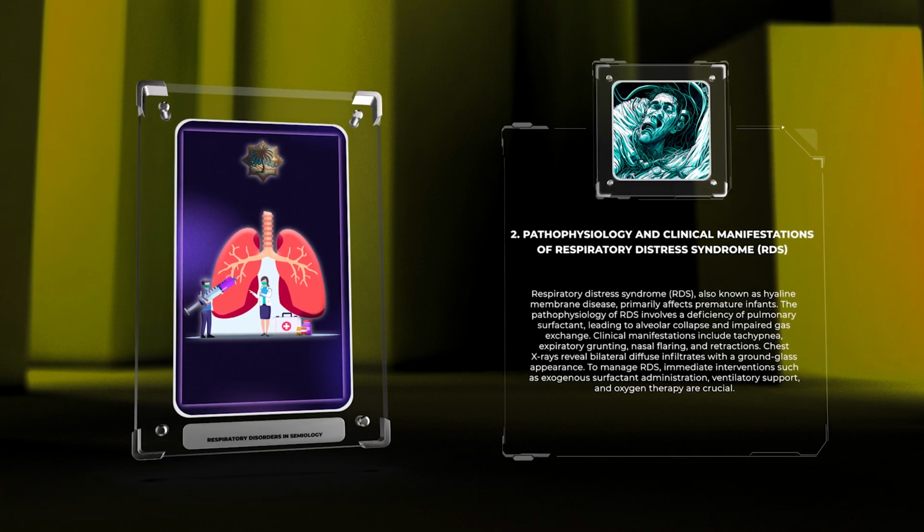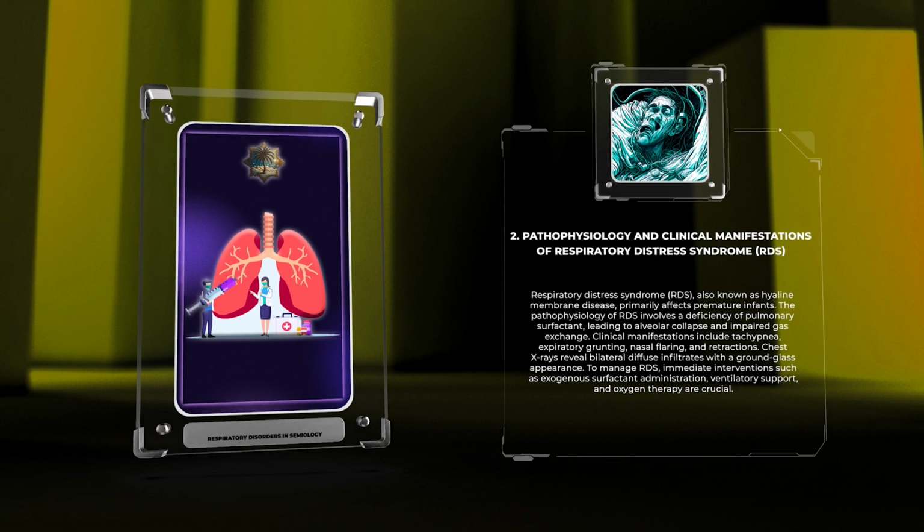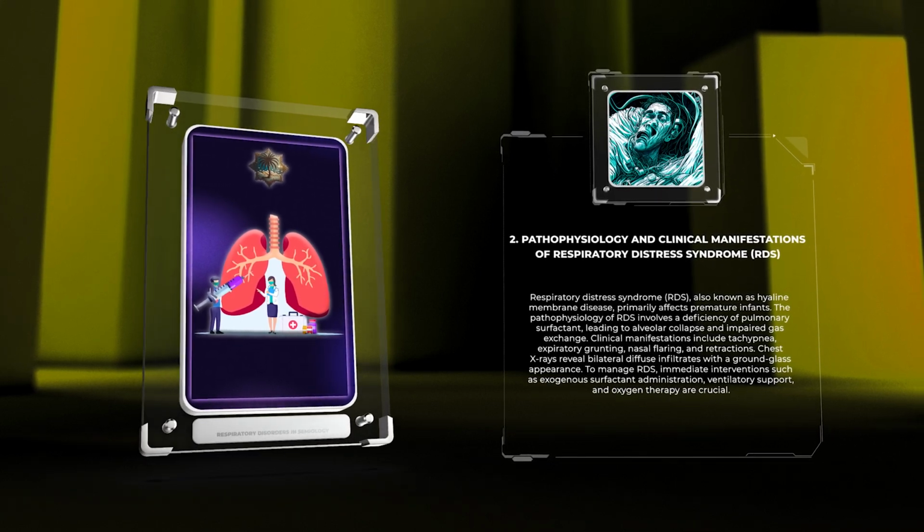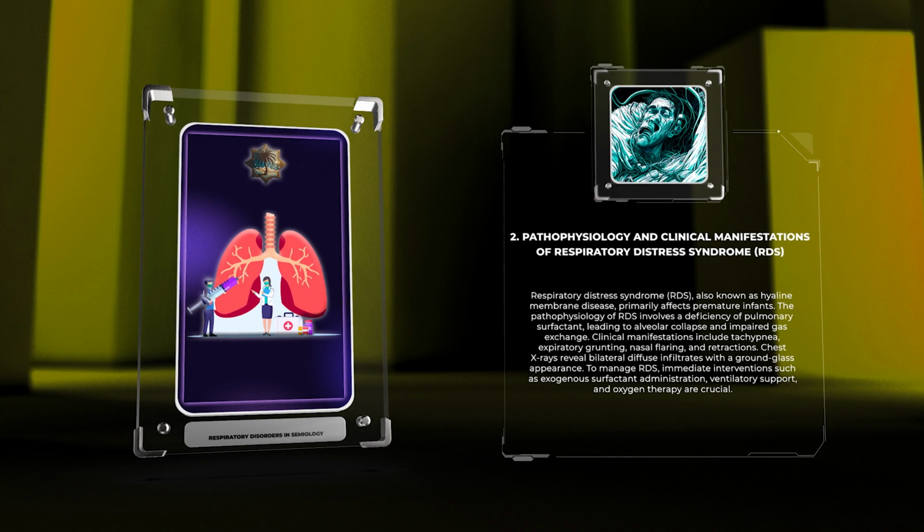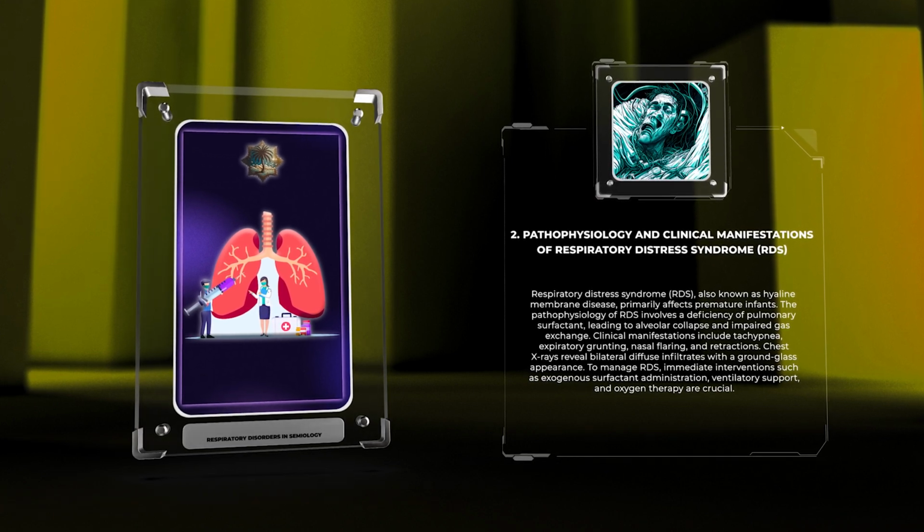Chest X-rays reveal bilateral diffuse infiltrates with a ground glass appearance. To manage RDS, immediate interventions such as exogenous surfactant administration, ventilatory support, and oxygen therapy are crucial.